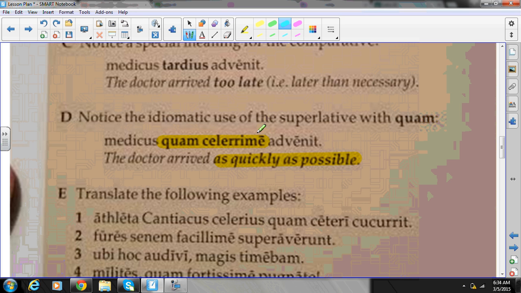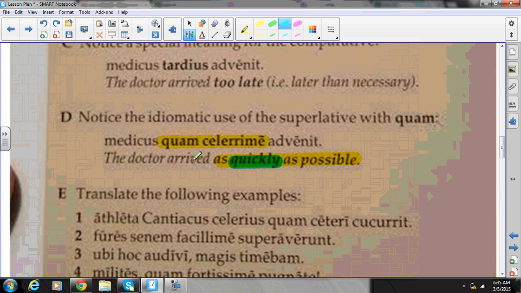Let's try this one. Where I see the word quickly right here, you're basically going to replace it with whatever the word means. So if I were to use slowly, so if I were to say tardissime, it would be as slowly as possible. So whatever the word that we're using, like in this case, celerime means quick, we use quickly there. If I were to use tardissime, I would use slowly as possible.